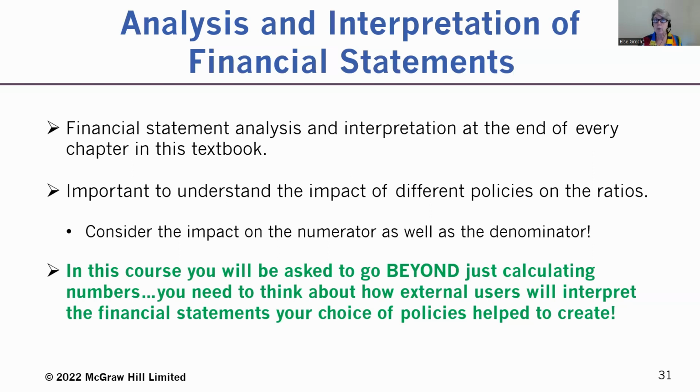So it's great that you can tell me how to do the transaction or the event, a held for sale asset, but now you're going to have to go further. You're going to have to tell me what that means for the ratio analysis and what impact it might have on the external users of the financial statements. You really need to think beyond just the number, the calculation. At this point in accounting, you need to go beyond the numbers.